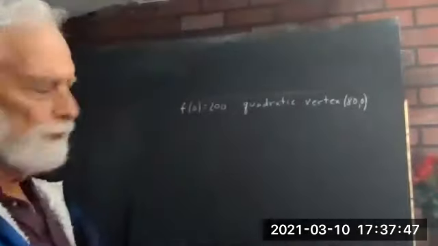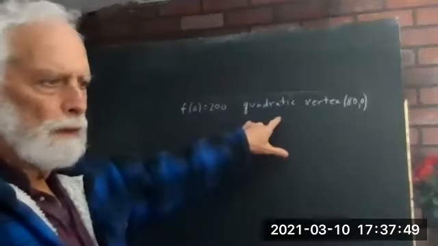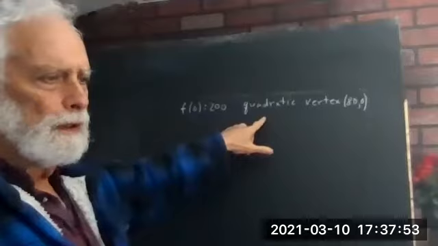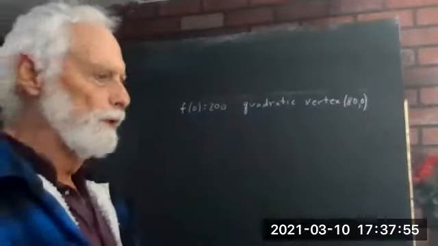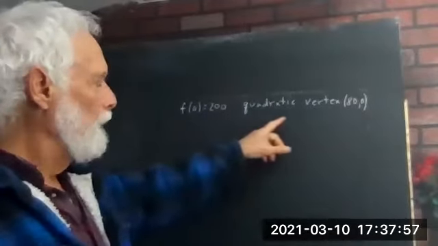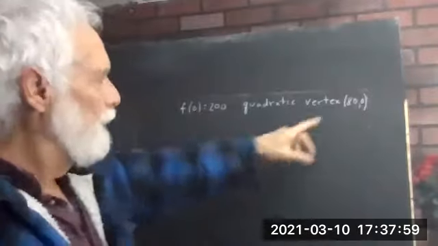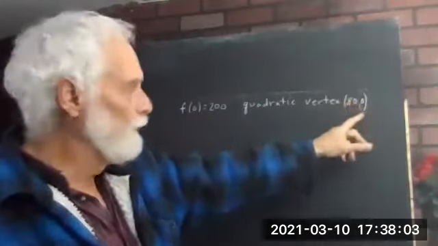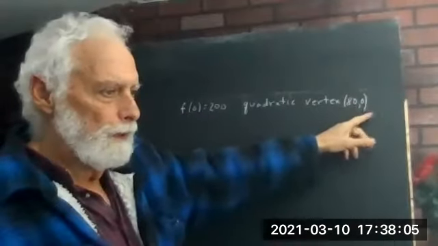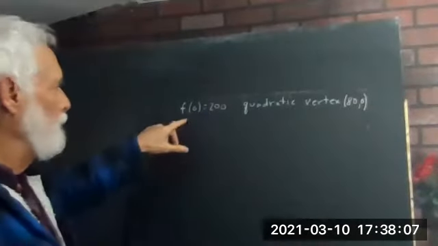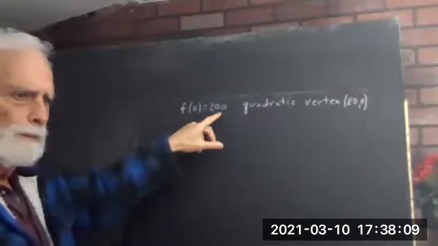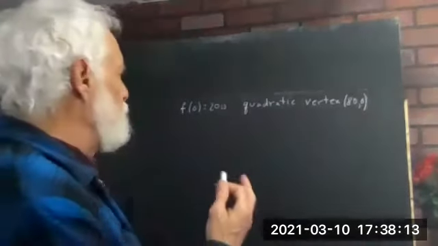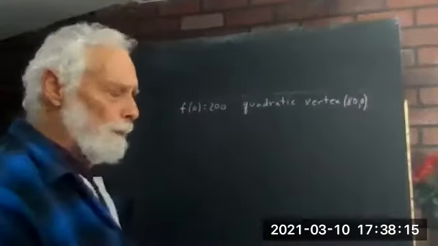Okay, let's suppose that we have something that we think is going to be quadratic in nature, a function that's going to be quadratic in nature. And we think, or we know maybe, that its vertex should be at (80, 0), and that f(0) is 200.